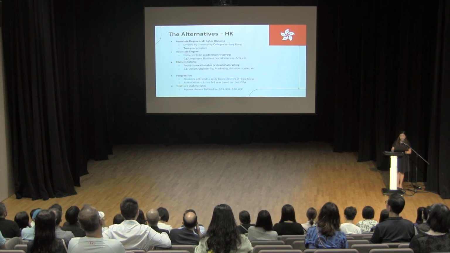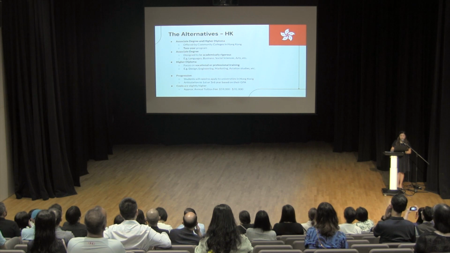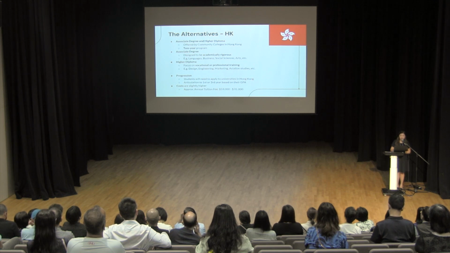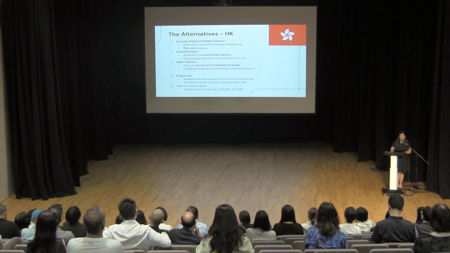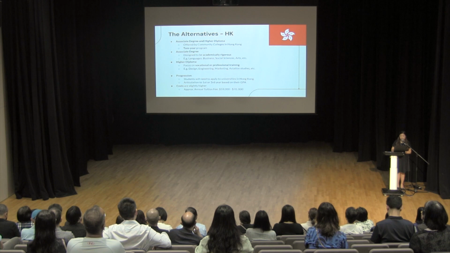So because of how difficult it could be to enter Hong Kong universities, there are also alternatives that you can consider when you're looking to attend university in Hong Kong. So the programs are associate degree and higher diploma. Both of these programs are offered by community colleges in Hong Kong, for example, Hong Kong U Space. These programs are 2-year programs where associate degree is more academic focused, meaning that it will cover courses like languages, business, social sciences, arts, etc., and is designed for you to get into university. While higher diploma courses are more focused on vocational or professional training, such as design, engineering, marketing, aviation.